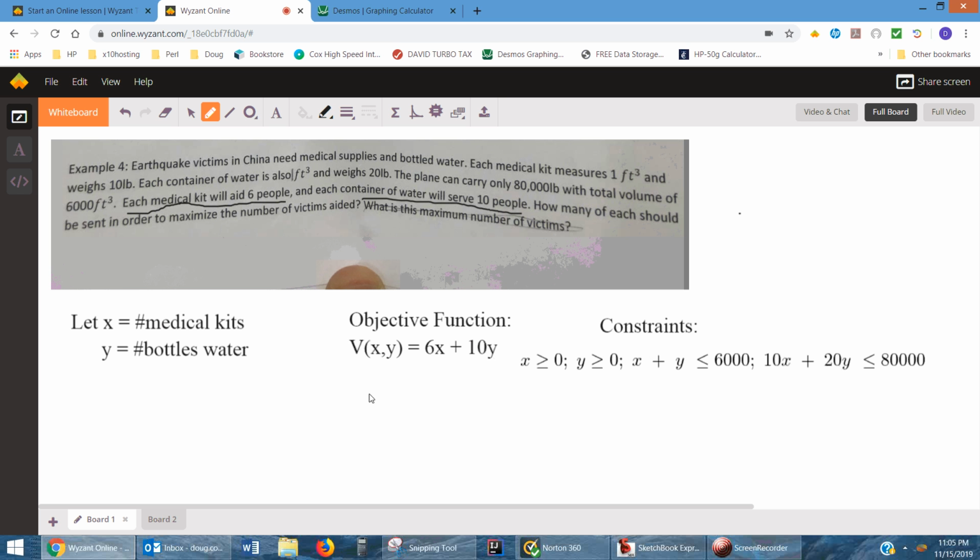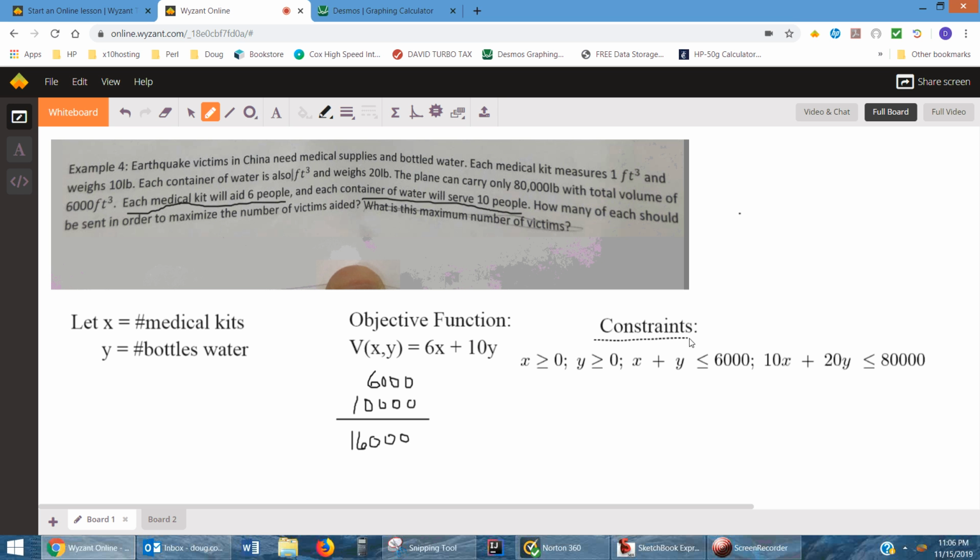So for example, if we send 1,000 of each, we'd have 6,000 from the medical kits, and we would have 10,000 from the containers of water. So we could aid 16,000 people with that combination of 1,000 medical kits and 1,000 containers of water. But we might be able to come up with different numbers to give us more victims to be aided. So this is our objective function.